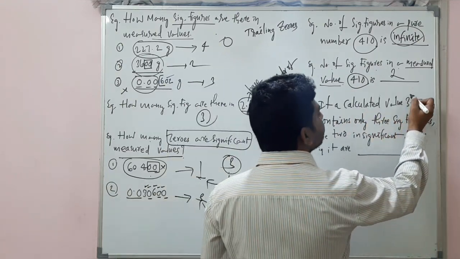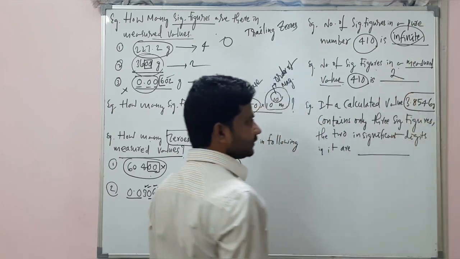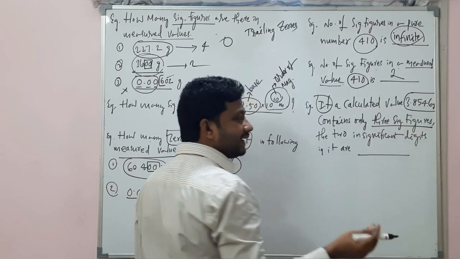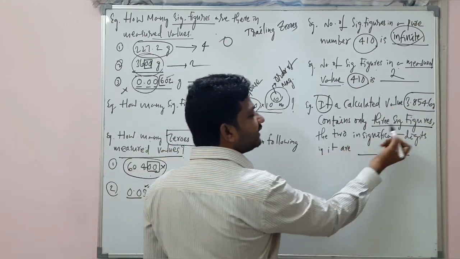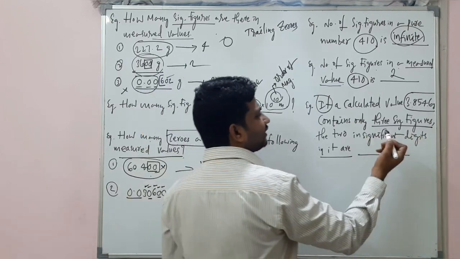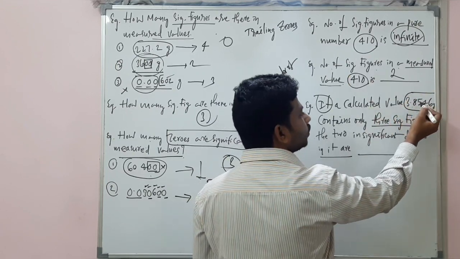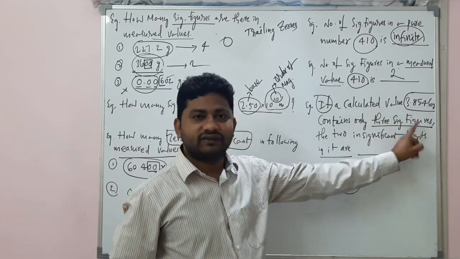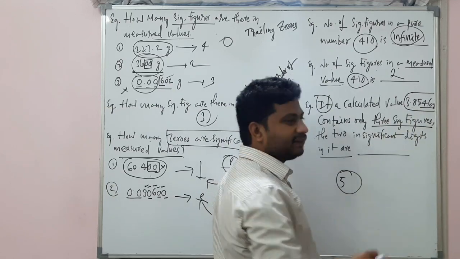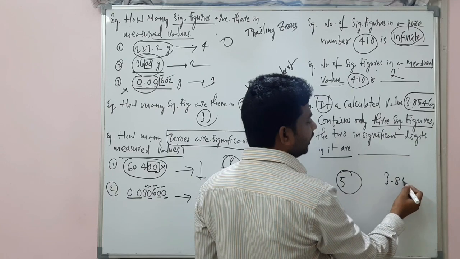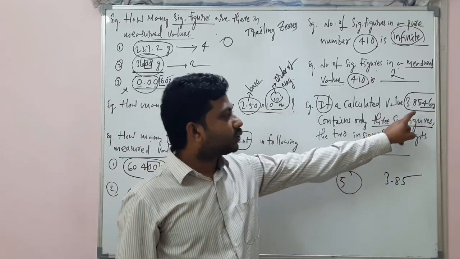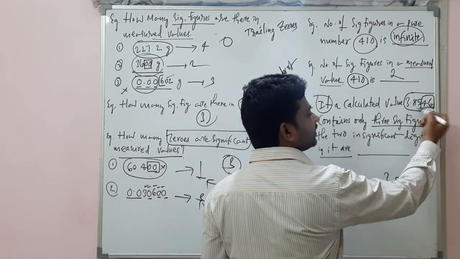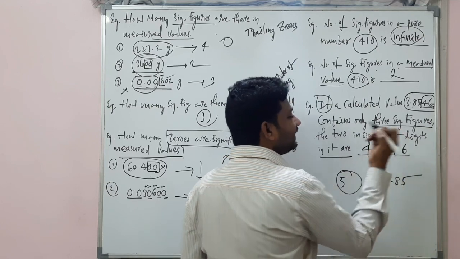If a calculated value is 3.8546 grams, this is a calculated value, and it contains only three significant figures. The two insignificant digits in it are, so simple. Actually, how many significant figures are there in this measurement? 1, 2, 3, 4, 5. Total 5 significant figures. But the question is, if this value contains only 3 significant figures, you cannot keep only these 3 by making the rest zeros. We will be keeping only 3.85. If this number needs to contain only 3 significant figures, the two insignificant digits are definitely the last two. So what are those? 4 and 6 are insignificant digits.